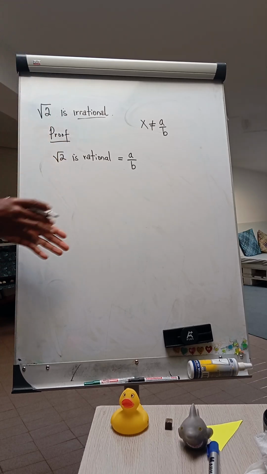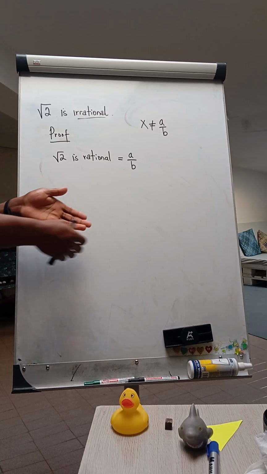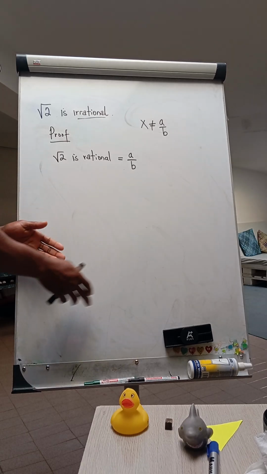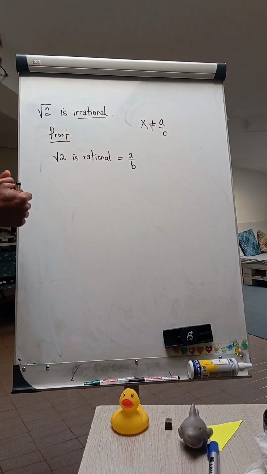Now, why do we take this approach? The reason is, as we progress with this proof, if we get a final answer that points to our assumption, that means the square root of 2 is indeed rational. But if we obtain something that looks fishy, then it's irrational. Then the proof is true. So let's progress.